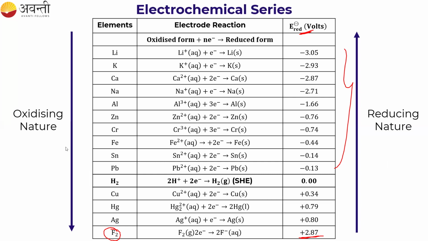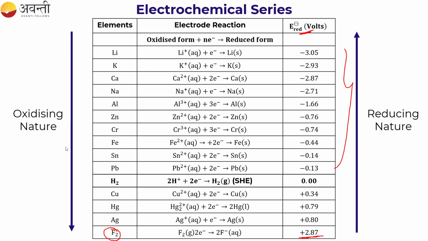So among the given elements, lithium is the strong reducing agent. Lithium belongs to S block, and it will donate its electron so easily. So electron donors are called reducing agents. Okay. So lithium is the strongest reducing agent, and fluorine is the strongest oxidizing agent. So we are determining these values using the setup which we have discussed.